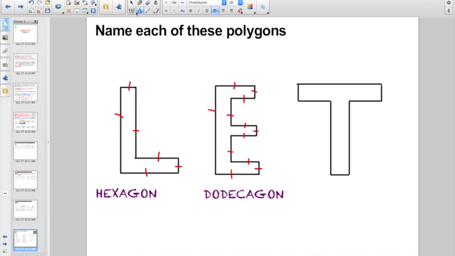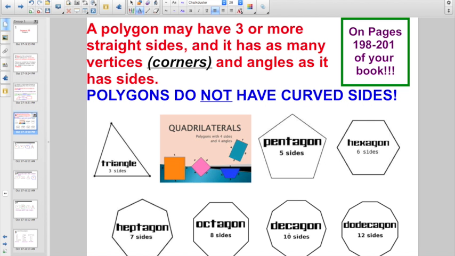And our last one over here, let's go and count the number of sides again. I got 1, 2, 3, 4, 5, 6, 7, 8. Even though it doesn't look like the octagon that's in your book, that doesn't matter. It's not about how it looks. It's about the number of sides, angles, and vertices it has.